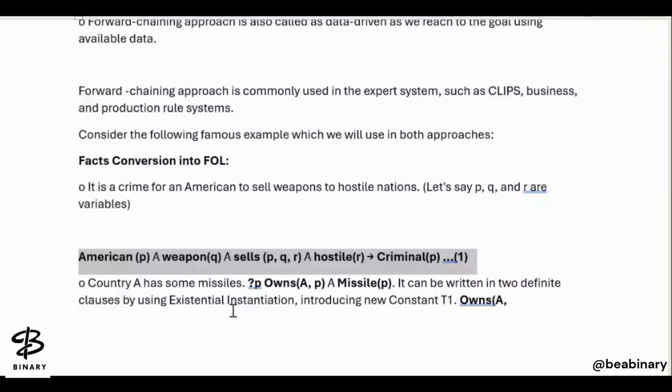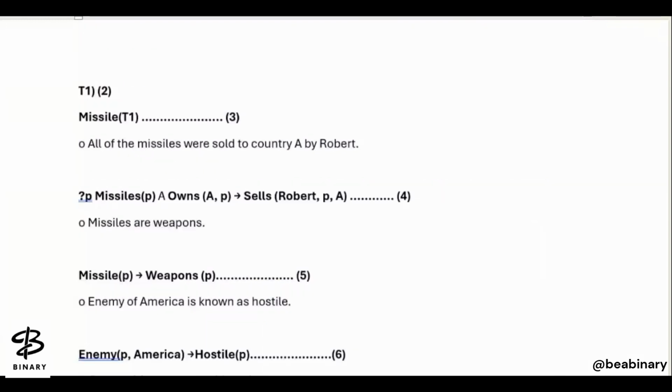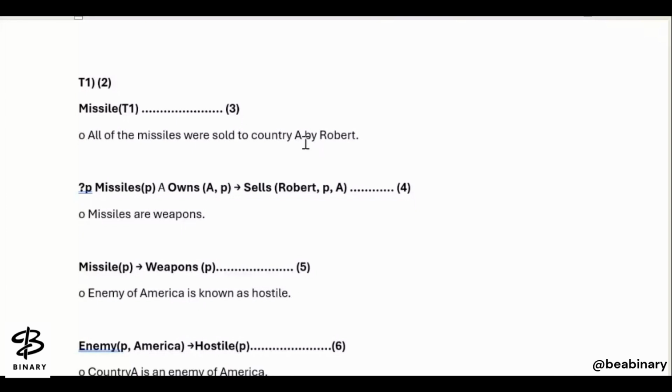Country A has some missiles, so P owns a missile. It can be written as a definite clause by existential instantiation, introducing a new constant. All of the missiles owned by country A were sold to country A by Robert. Now, missiles are weapons.